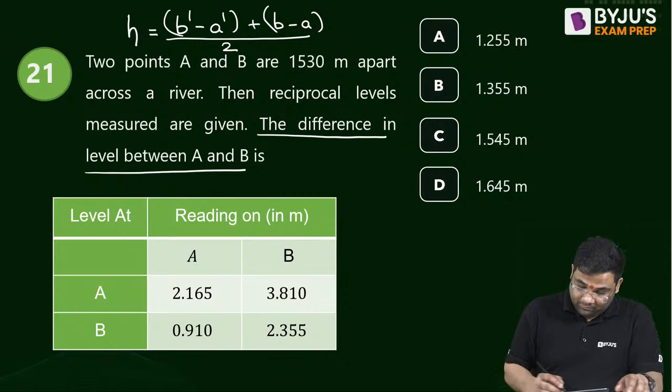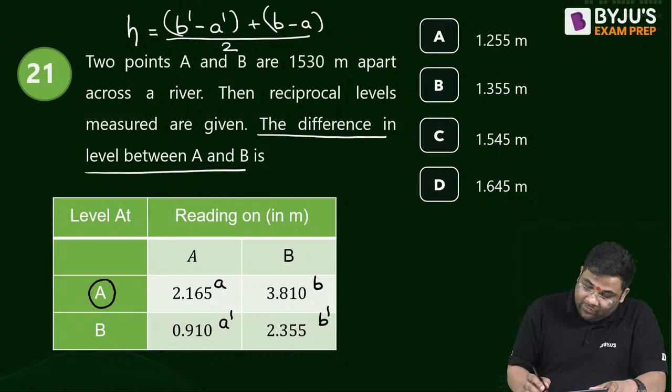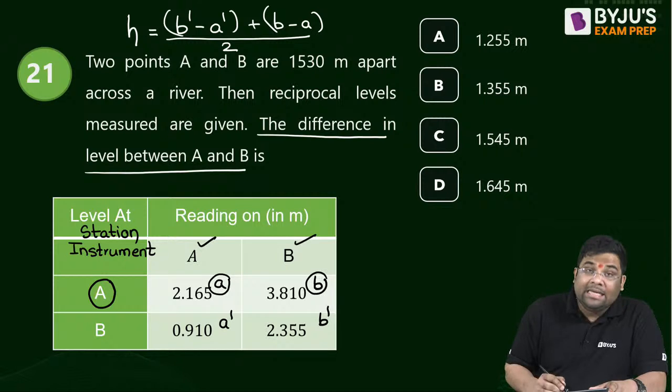Please tell me. So you can see that this is B dash, this is B, and this is A. And this is B dash, this is A dash, right? How? The level at A, level means the station, or instrument station I can say. It is at A, and then you are taking reading at A. That is small a. And taking reading at B, small b. Then instrument at B and taking reading at B, that is B dash, and taking reading at A, that is A dash.